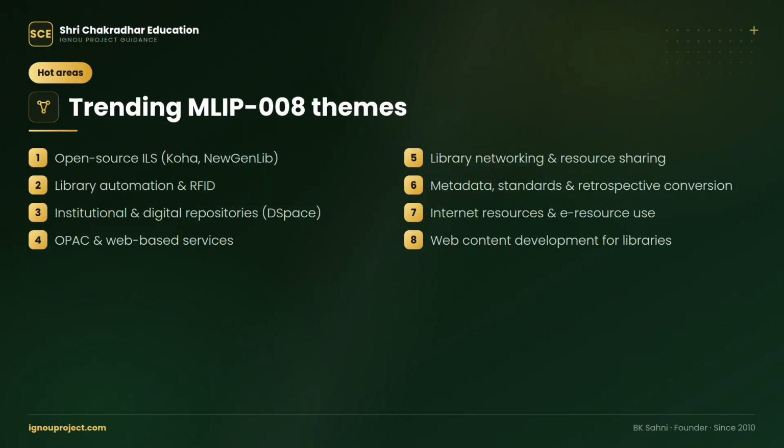Some trending themes in MLIP-008 research are these: open source library software such as Koha and NewGenLib, library automation and RFID, institutional and digital repositories built with DSpace, OPAC and web-based library services, library networking and resource sharing, metadata, standards and retrospective conversion, internet resources and e-resource use, and web content development for libraries.